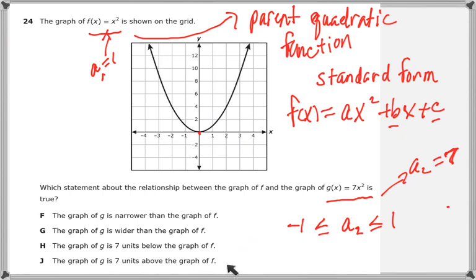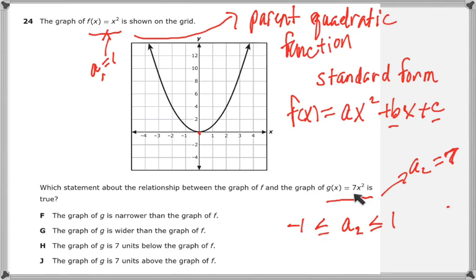The graph of G is 7 units above the graph of F. That's not true. Okay, so our C value here in the standard form, the C value controls going up or down. This would need to be a 7 here if it went up from the parent function. But our vertex is the same form as the parent function, where our B and C are 0, so its vertex is at the origin, so it hasn't moved up or down. The whole graph hasn't moved up or down.